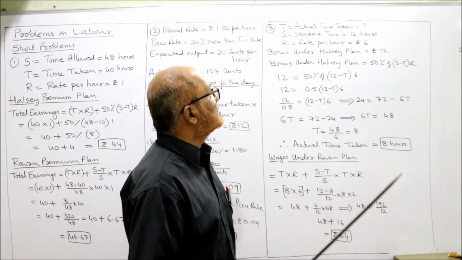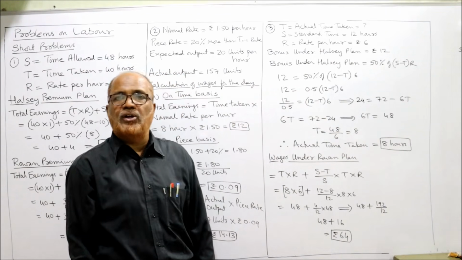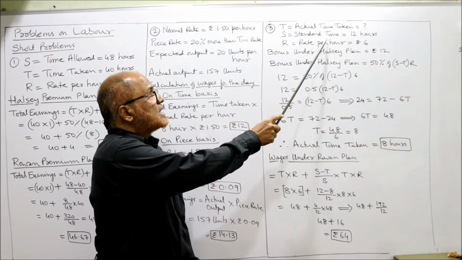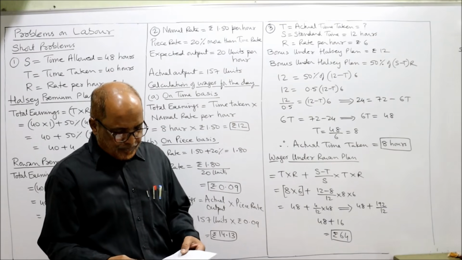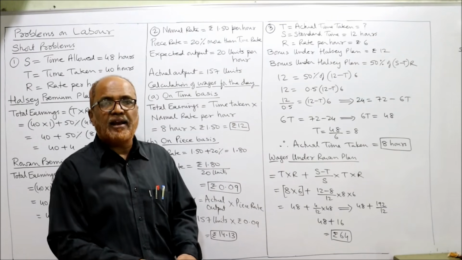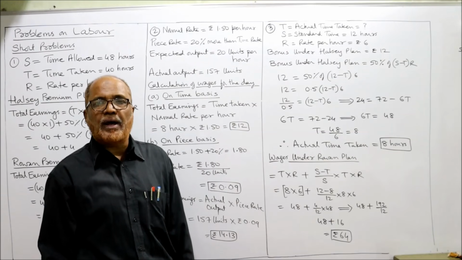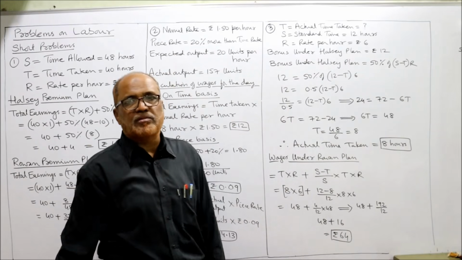So you can write like this. T is equal to actual time taken, question mark. We don't know. We have to find out actual time taken. S is equal to standard time allowed, 12 hours given in the problem. Then, and the hourly rate of wages. Hourly rate of wages is 6 rupees. R is equal to rate per hour 6 rupees.